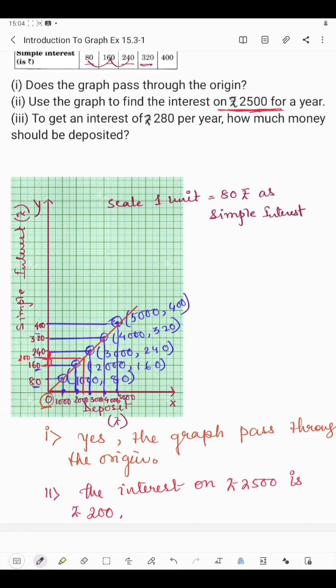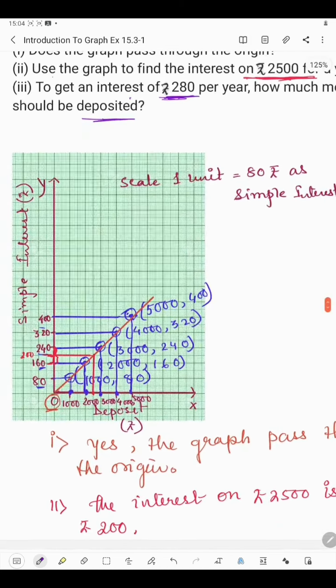Okay, in the third part we have to get an interest of rupees 280. Here the interest is given per year. How much money should be deposited? This is exactly the opposite of the previous question. Here the interest is given, we will have to find the money deposited. Now where is 280? 280 is the interest, and that we will get on the y-axis, right?